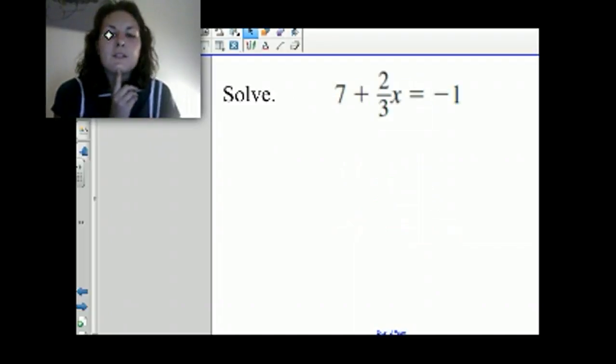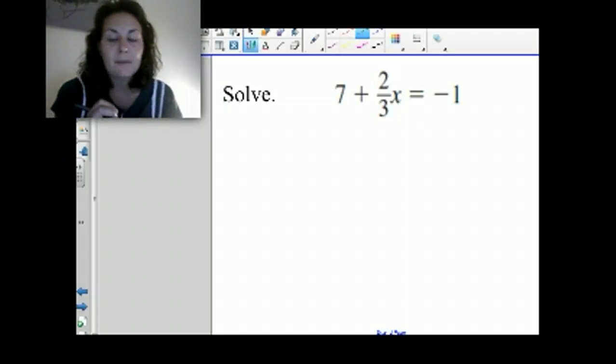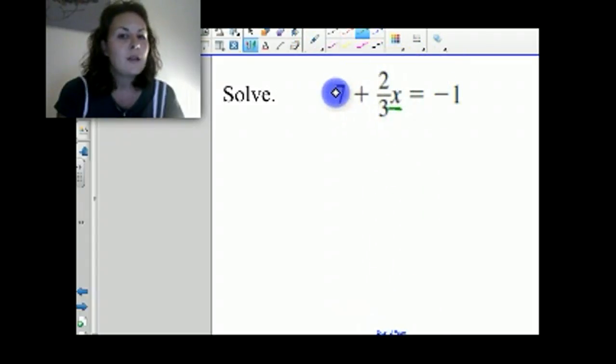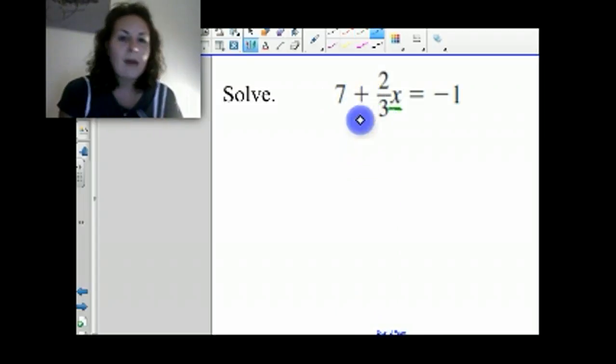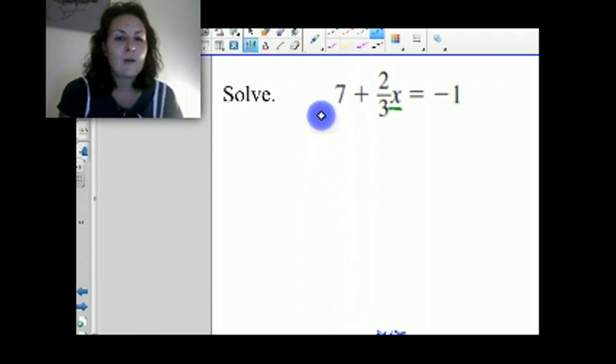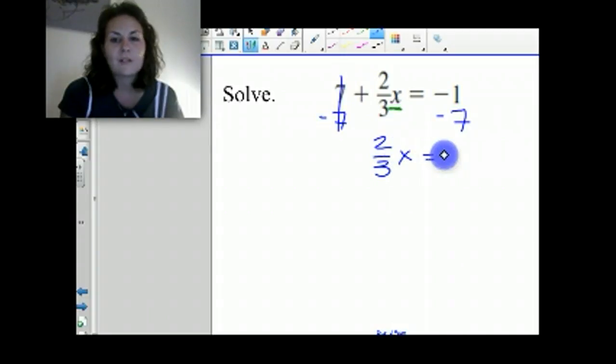Now we have 7 plus 2/3 x equals negative 1. Just like we dealt with in the first lesson, we want to get rid of the 7 first. Here's our variable, and it's being multiplied by 2/3, and we have 7 plus. So I want to get rid of the 7 first. Now, yes, that is an addition sign, but because these are flipped and this is not in standard form, in order to get rid of that 7, we want to turn it into 0, so we subtract 7. We get 2/3 x equals negative 8.